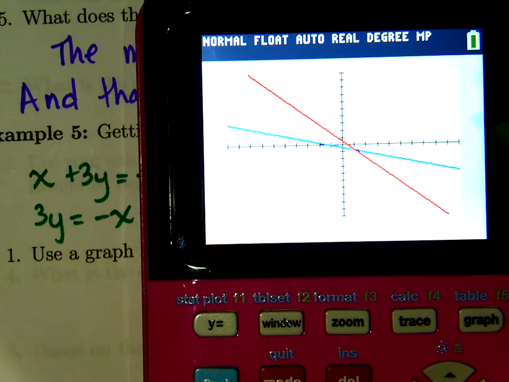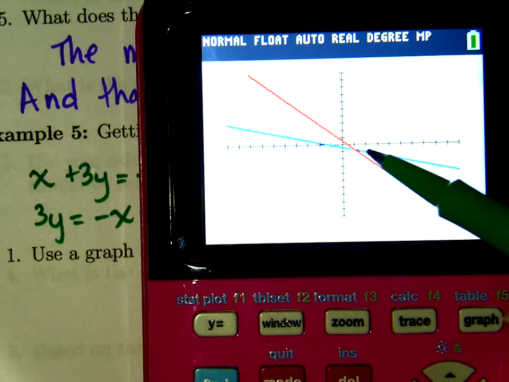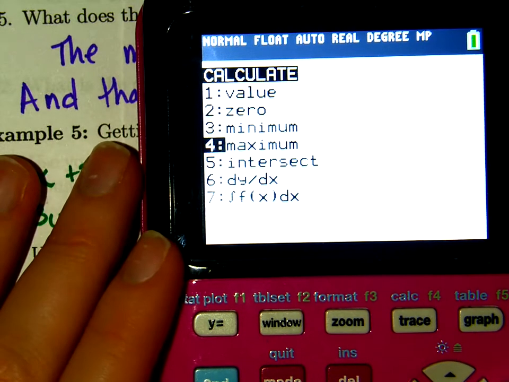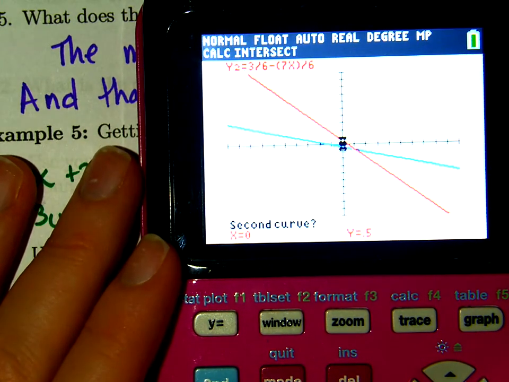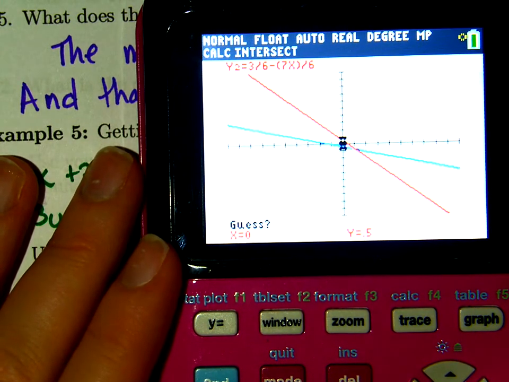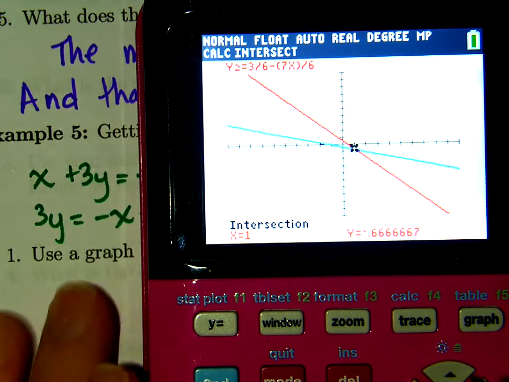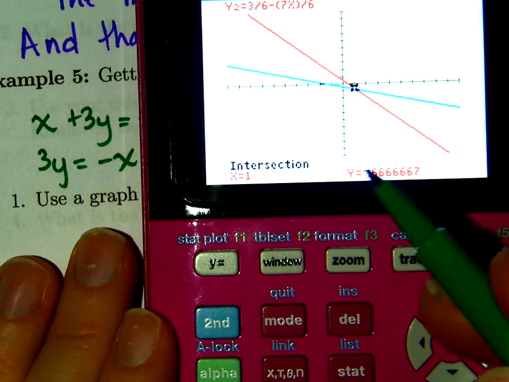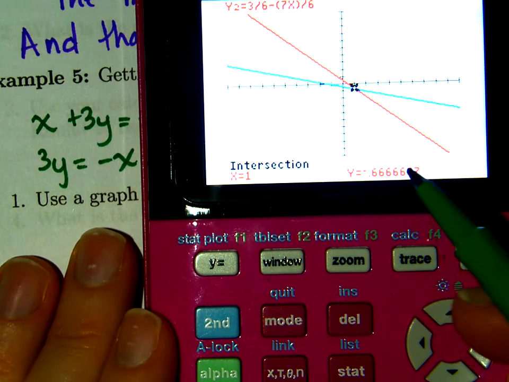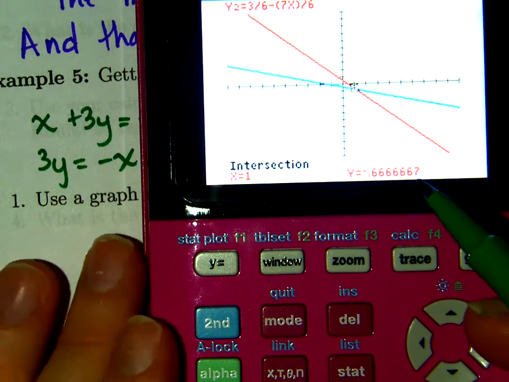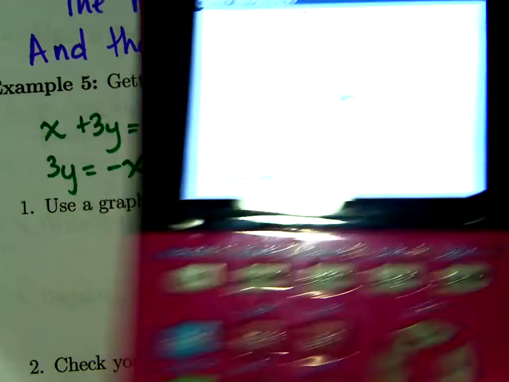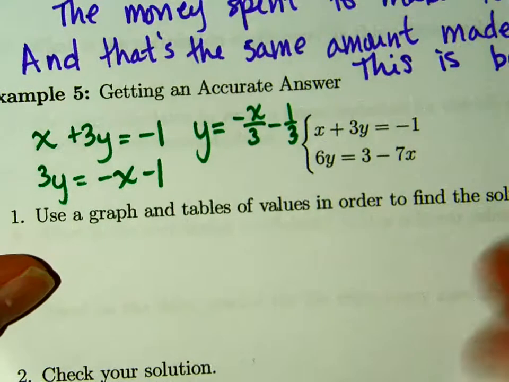Nice. I have no idea if that's right on or actually a little bit over. So I'm going to go second, calc, down to intersect, hit enter. Yes, yes, and guess, sure. I see, it's a repeating decimal. So we do know that x equals 1 where they intersect though. So this must be doable.